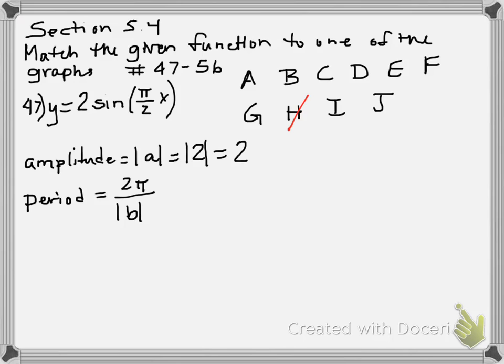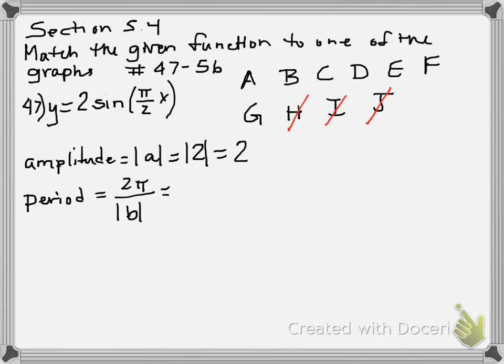Alright, when I look at I, it can't be the one. It has an amplitude of 3, so I can eliminate that one. And then J also has an amplitude of 3, so I can eliminate that one as well. Alright, so I have 3 eliminated. So my graph has to either be A, B, C, D, E, F, or G. Alright, the next thing I'm going to find is the period.